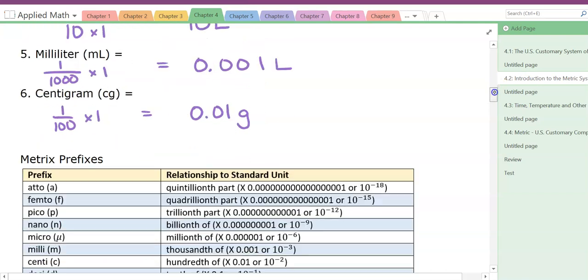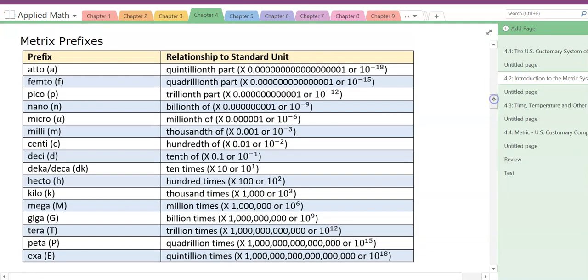So on the next page, you should see this chart. This has some of those prefixes that we talked about, like milli, centi, deci, deca, hecto, and kilo. There are some other prefixes that are out there. You don't use them a whole lot because they're getting really, really large or really, really tiny. But some of them are used in other careers.